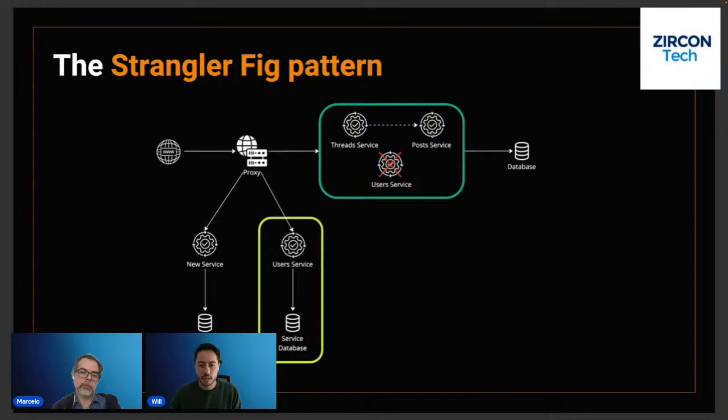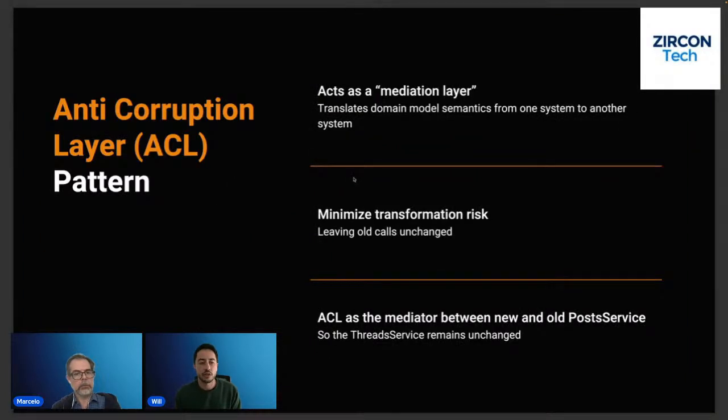So if you want to migrate the post service, which other services are depending on? In that case, we need to introduce briefly another small pattern called the anti-corruption layer. This pattern basically acts as a mediation layer, and it's a class that works as a translation route where it basically allows us to minimize the transformation risk and makes the application backward compatible, right?